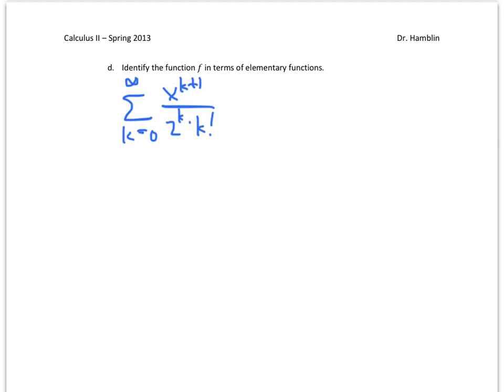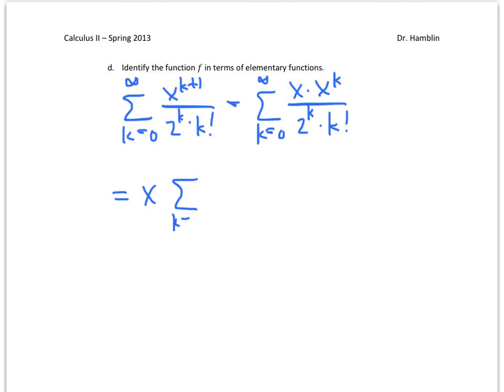One way that we can fix that is by rewriting this so that we pull out an x. So we write this as k equals 0 to infinity of x times x to the k. Again, think of that as x to the first times x to the k, so that's x to the k plus 1. And then 2 to the k, k factorial. I'm going to do two things at once here. I'm going to factor out the x from the sum, in other words, pull it outside of the sum. And then I'm going to rewrite my x to the k divided by 2 to the k as simply x over 2 to the k, divided by k factorial.